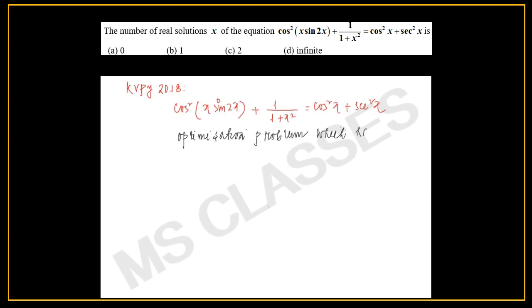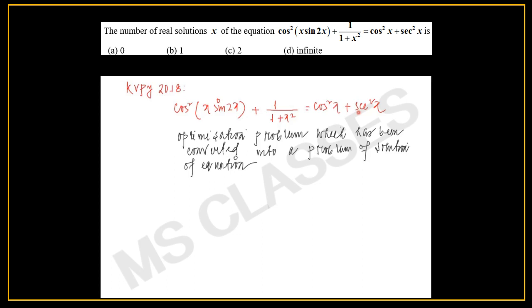It is an optimization problem which has been converted into a problem of solution of equation. Now, we have to understand how it is an optimization problem. First of all, just by inspection, we can understand here that x equal to 0 is definitely a solution.